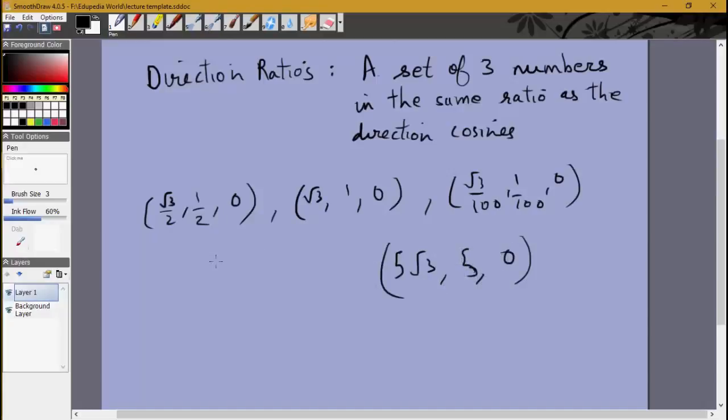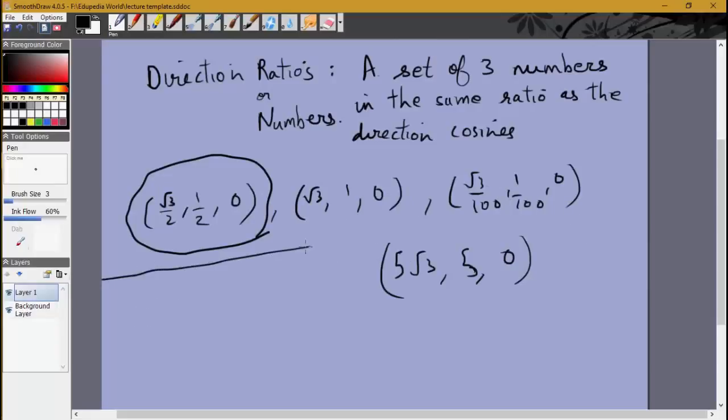Right. So direction ratios are essentially, the important thing is the ratio. So it is basically any three numbers which have the same ratio as the direction cosine. So this would be the direction cosines, but all of these would be the direction ratios. Some authors also call direction ratios as direction numbers. So the direction cosines are unique, but the direction ratios are not.